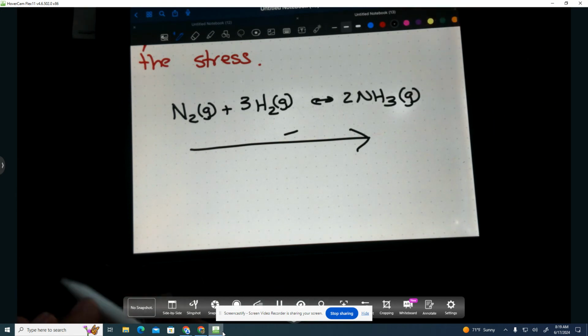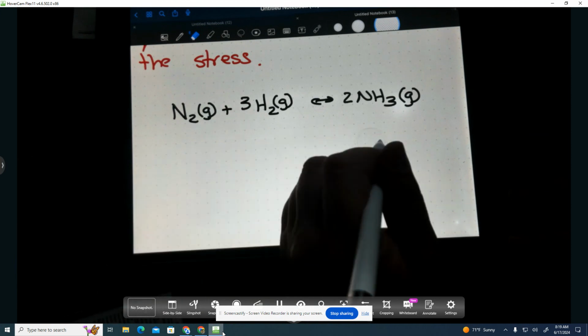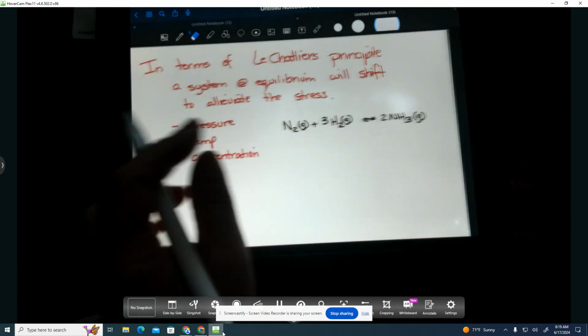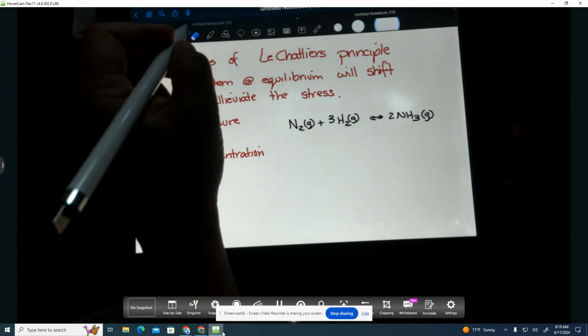If I add ammonia, which way does it shift? Hey, Brady. If I add ammonia, which way is it going to shift? Left. It shifts to the side opposite what you are adding. All right, so that's this one. That's concentration. Check.